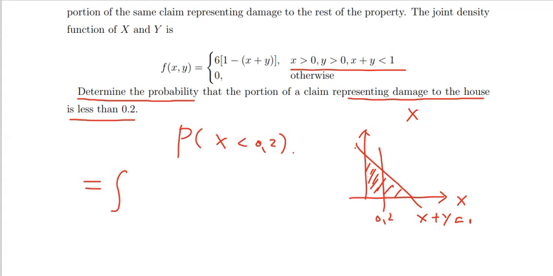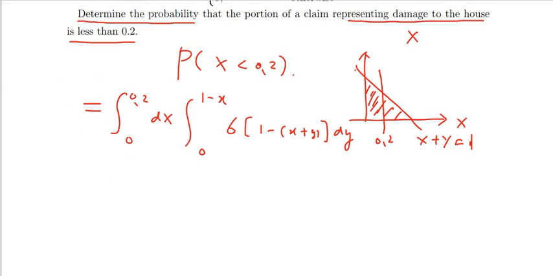So determine x from 0 to 0.2. Then y goes from 0 to 1 minus x. Then there's the function 1 minus x plus y, dy. Such a problem is easy, just a double integration. So let's do this.